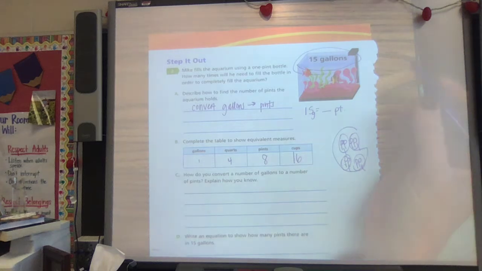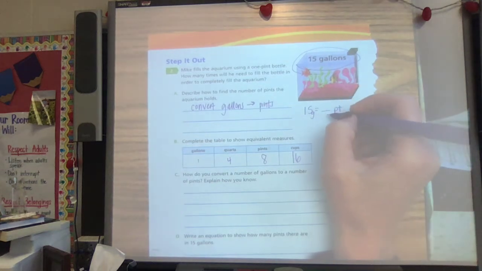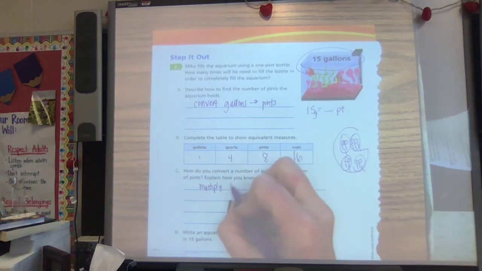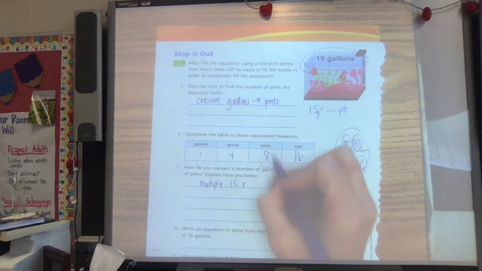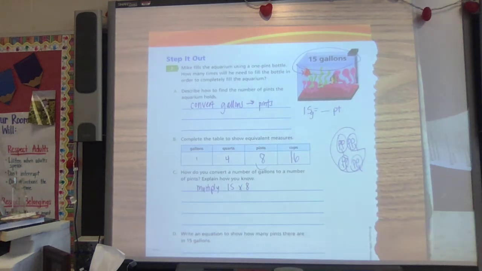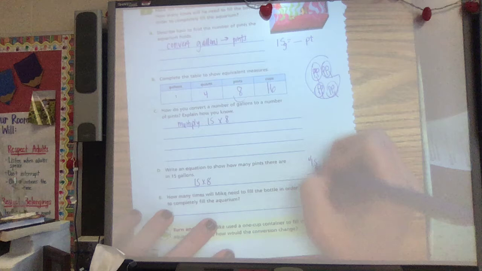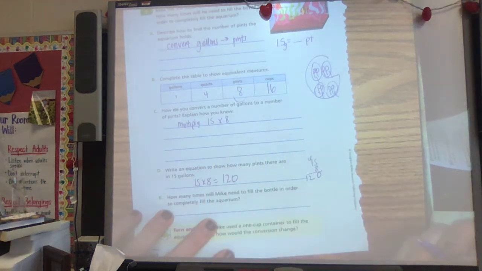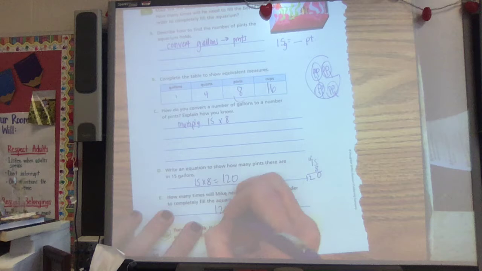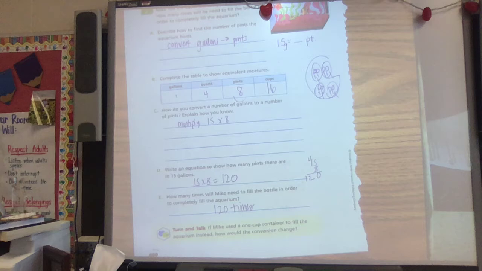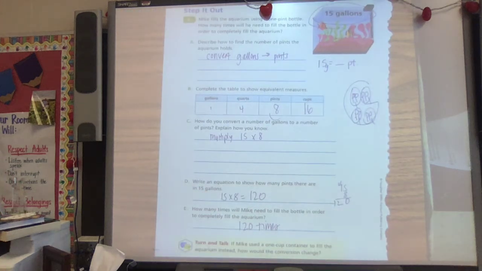Well, if we're going from bigger to smaller, we're going to multiply 15 times 8 because we know there's 8 pints in a gallon. All right, so what's our equation? 15 times 8. Let's work that out. 8 times 5 is 40. 120. So how many times is he gonna go? 120 times. Lord, sometimes I feel like that here, but I definitely am not walking 120 times back and forth to that sink.